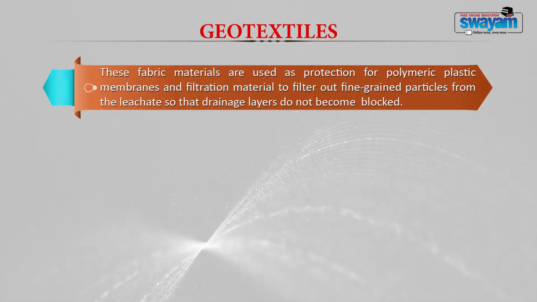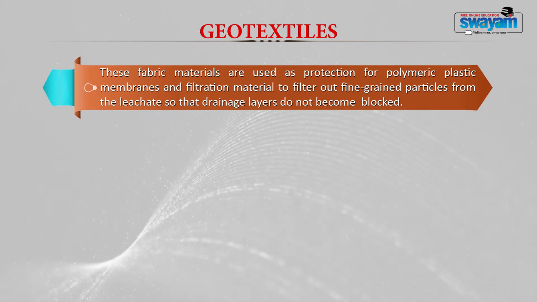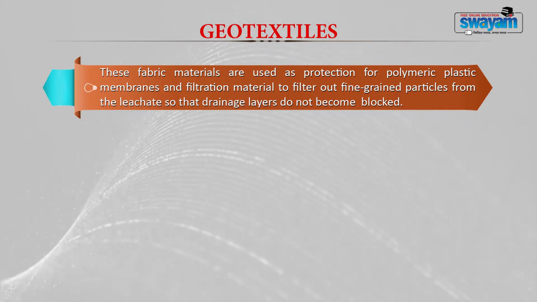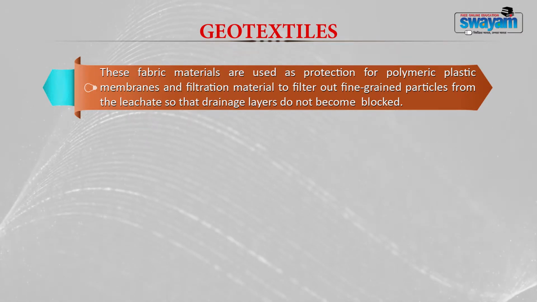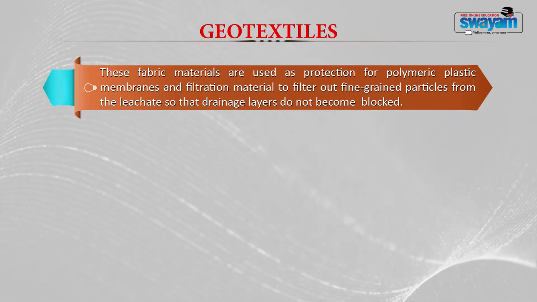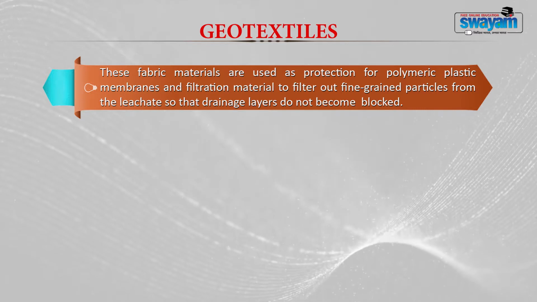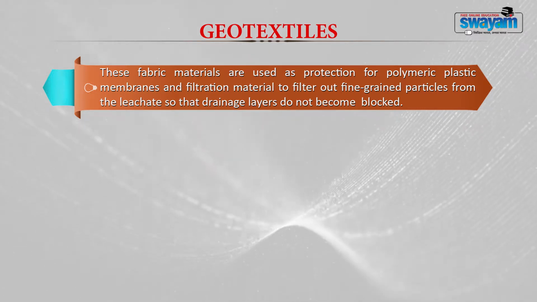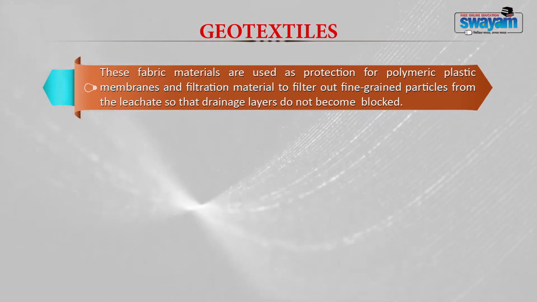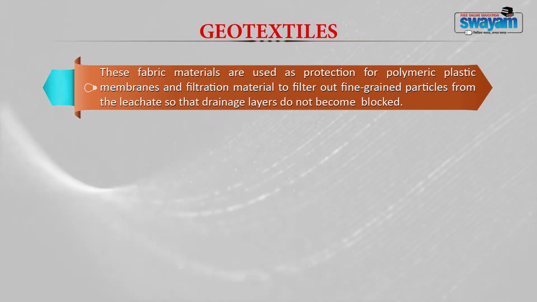Another type of liner material that is popularly used is geotextile. These fabric materials are polymeric plastic membranes that are used as filtration material to filter out fine grained particles from the leachate that enters into the drainage layer so that the leachate system or the leachate collection tube that is installed does not get blocked.